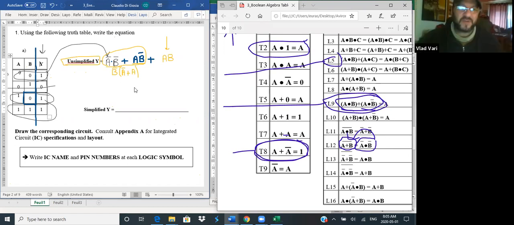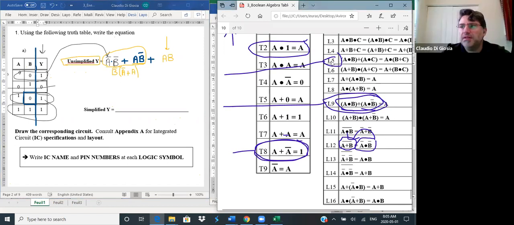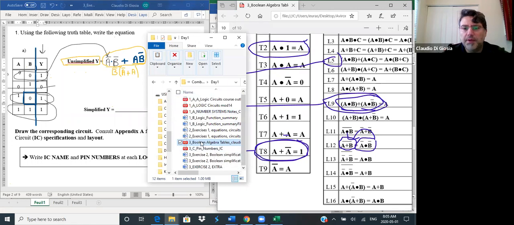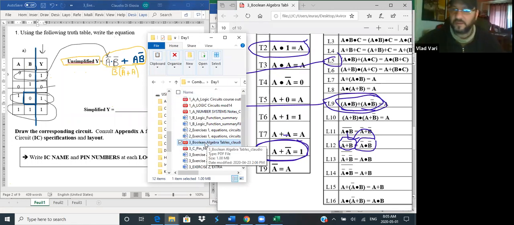What's the name of that document you have that you just opened up? This one here, it's entitled 3 Boolean Algebra Tables. Here, look at the screen. Let me just bring it over. So under day 1, you see this? This guy here. Oh, PDF. Okay. Yeah.